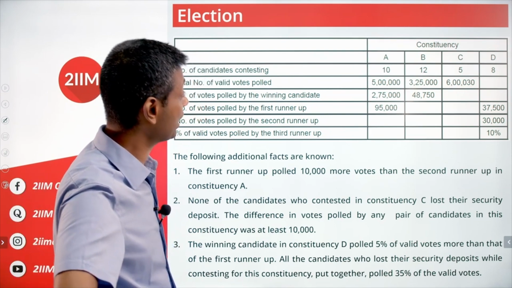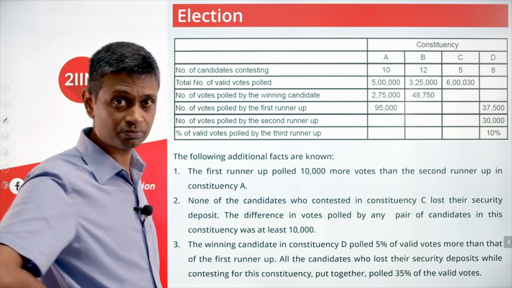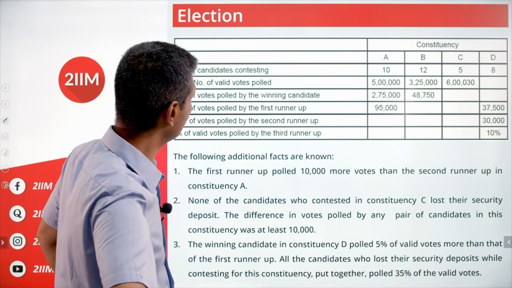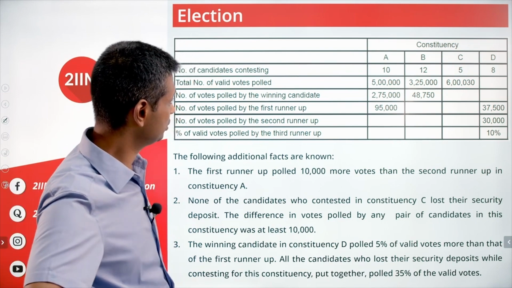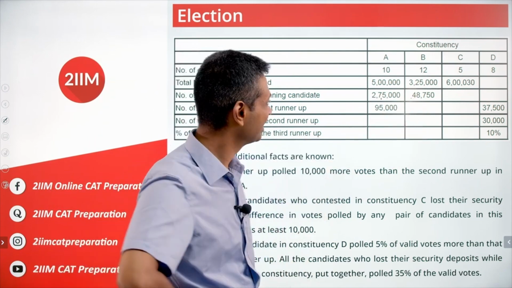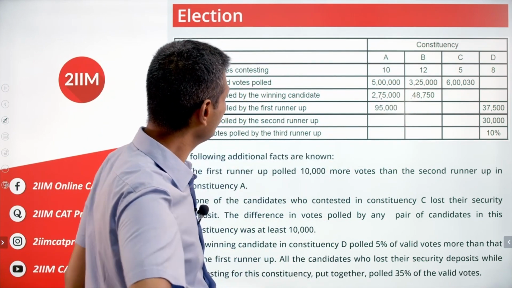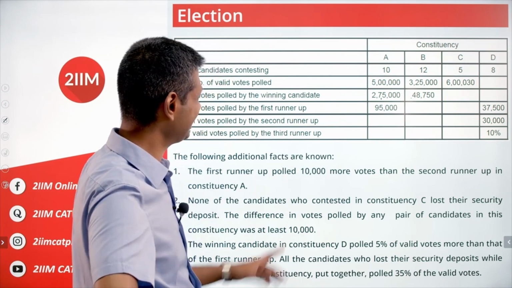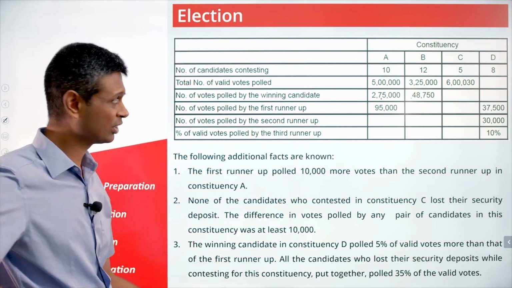Constituency B, there are 12 candidates, 3,25,000 votes. The winning candidate gets only 48,750. They're very small. So this guy is squeezing in. Fine. And then nothing else is given. C, 6,30,000. 30 is an unusual number, and nothing else is given.